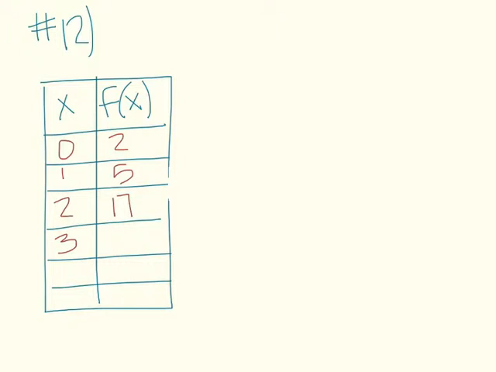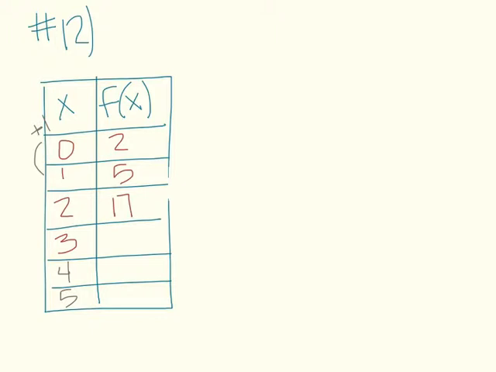So, looking for patterns is our first step. The x values, remember, those can be addition. So we have from 0 to 1, we're just adding 1. 1 to 2, adding 1, 2 to 3, adding 1. So we just keep adding 1 and we can finish filling that in with 4 and 5.